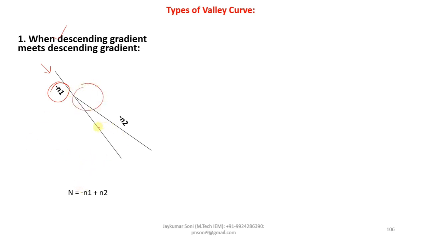And the equation for this, this is called as n, and n means deviation angle. The equation for deviation angle in this particular criteria is minus n1 minus n2, so it will be minus n1 plus n2. This n stands for deviation angle, which is this angle.